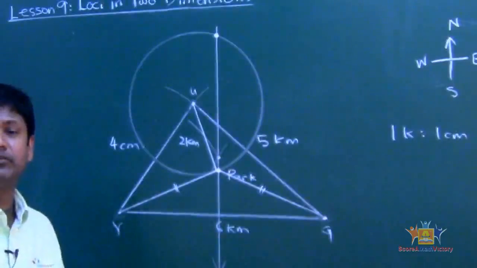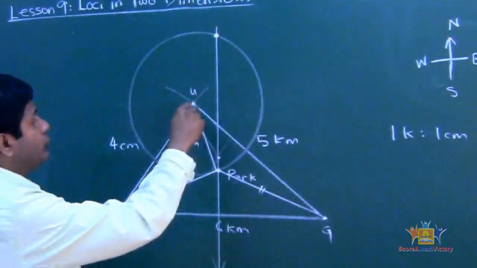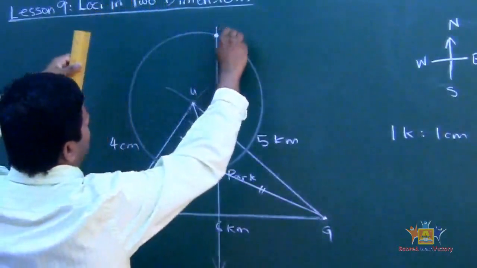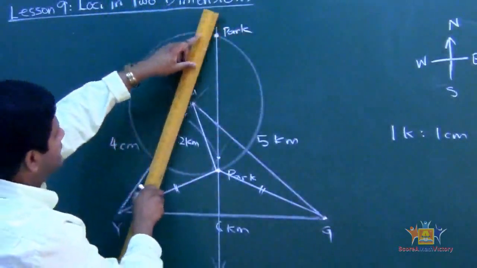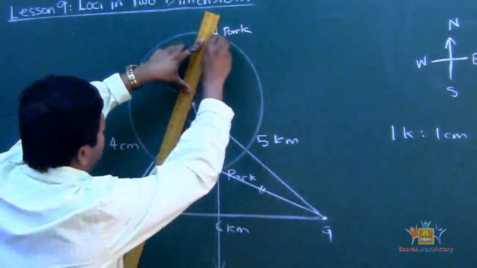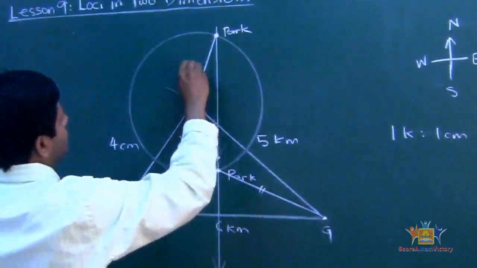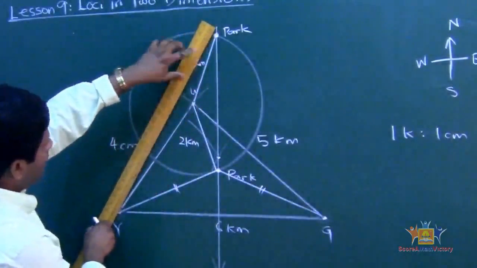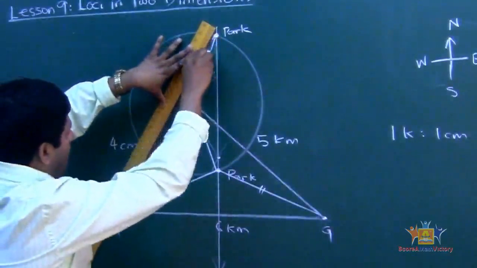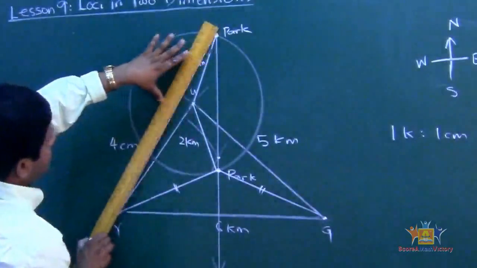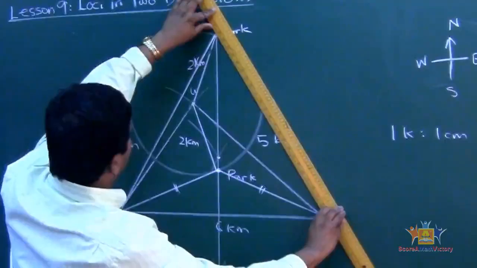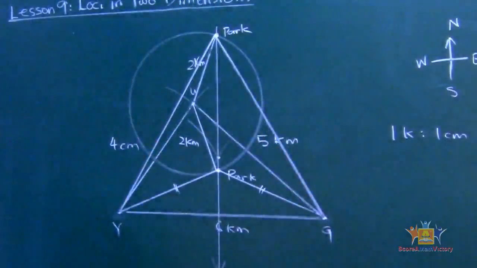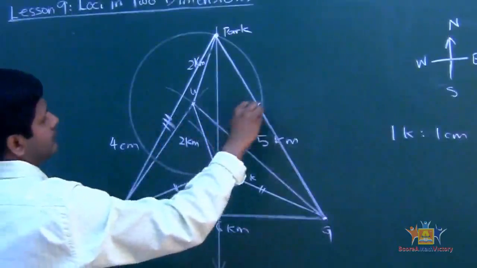Or if they say the park is far away from your house, but still 2 kilometers from your uncle's house, so that could be another park, another location. Because this is still 2 kilometers from your uncle's house to the park, and there's still equal distance from Y to the park, from your house to the park, and equal distance from your grandma's house to the park. So that's possibly 2 locations, because they both are equal distance.